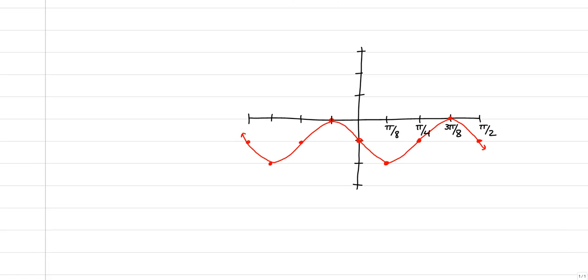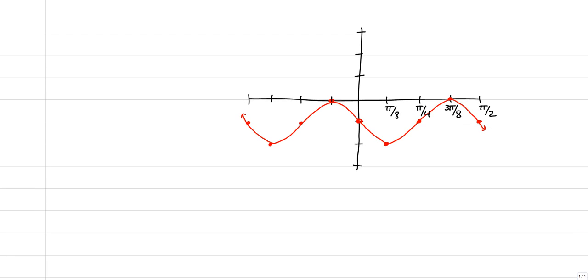So you get to try this guy. Write a sine or a cosine wave. Actually, write both. Find both. Press the pause button, find both, and then see if you got it correct.